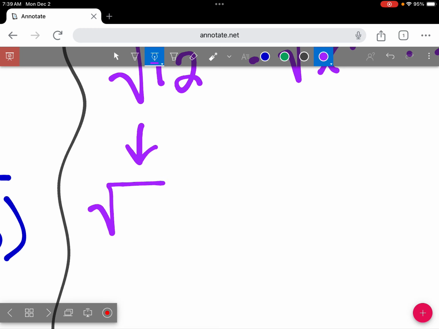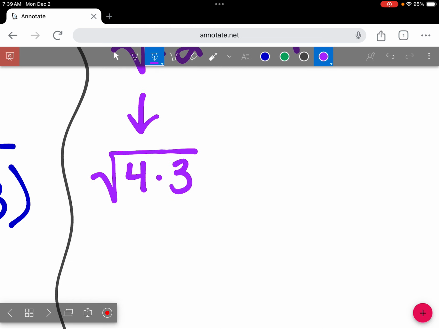I can rewrite 12 as 4 times 3. Why do we like 4 times 3 more than 6 times 2? Because 4 is a perfect square. Exactly right. So that list of perfect squares that we had, that's what we're trying to aim for in here. I want one of these in here to be a perfect square if possible.